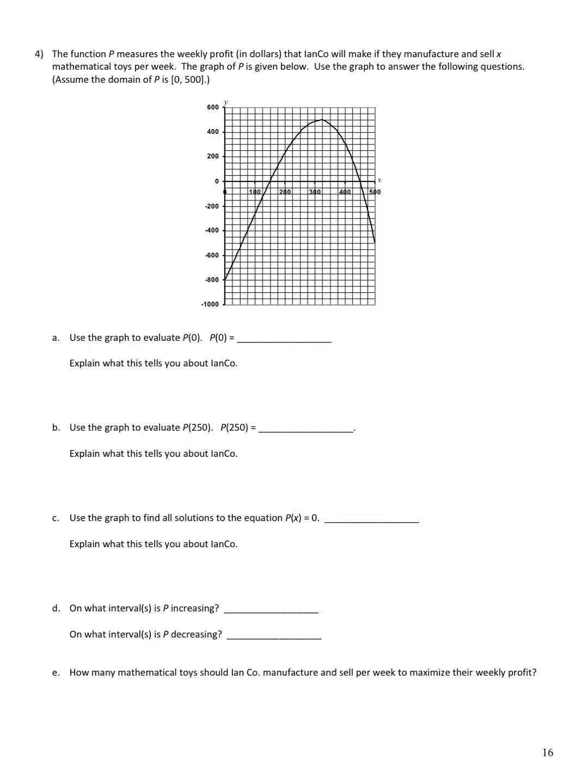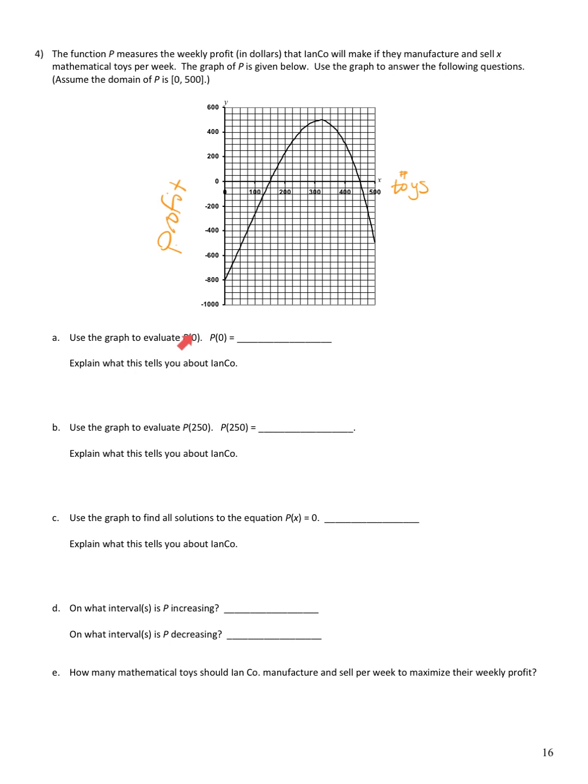Number 4, the function P measures the weekly profit in dollars that E & Co. will make if they manufacture and sell X mathematical toys per week. And the graph of P is given below. Okay, so remember P is profit. We might have positive profit, we might have negative profit where we're losing money, and X is number of toys. So I like to just remind myself, this is number of toys, and this is profit. Okay, so the domain we're going to assume is 0 to 500 toys.